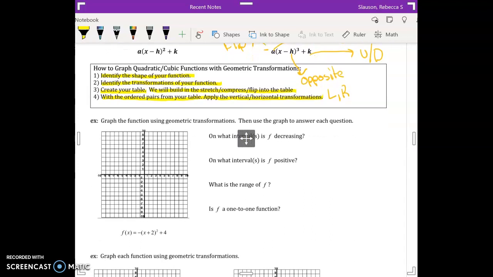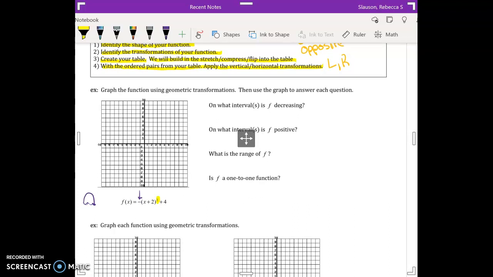The first thing I want to do is just, what's the shape? I notice that there's a little 2 there, so it's going to be a quadratic. I also see a negative here. So that means my shape is going to be a U shape, a parabola that's just been flipped upside down.